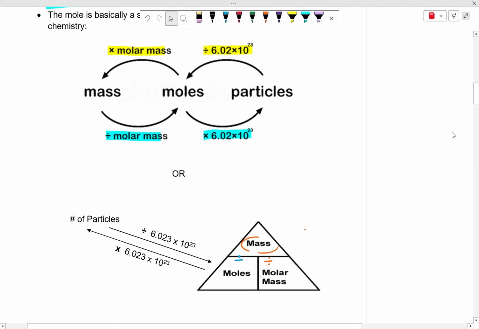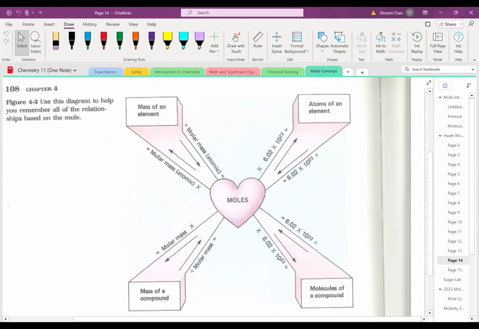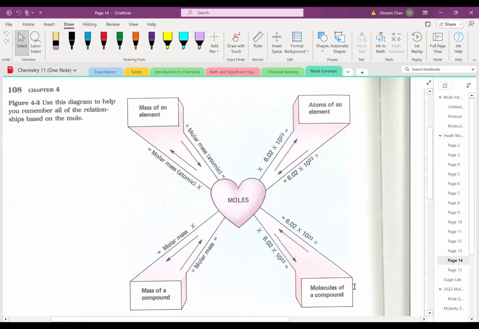Now, in your textbook on page, I believe, 108, you will see this thing called the heart of moles. Moles is the heart of chemistry. And this is another way for you to figure out how to do the mole calculations. If you start with a mass of an element, divide it by the molar mass, you get the number of moles. You take the moles, multiply it by 6.02 times 10 to the 23rd. That gives you the number of molecules.